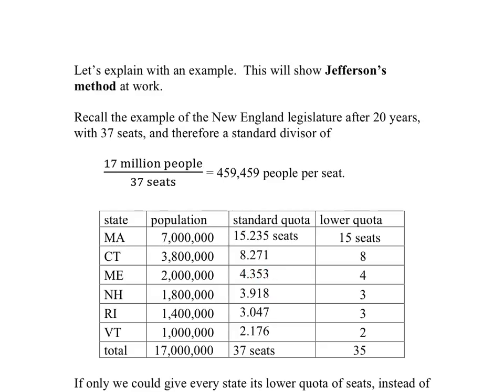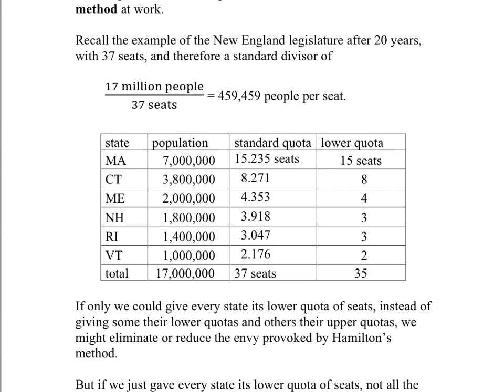So at the end of the day, New Hampshire and Maine are happy with this arrangement, but arguably the other states have a certain resentment that they're stuck with their lower quotas while their two neighbors get their upper quotas. Now, if only we could somehow give every state its lower quota, instead of giving some their lower quota and others their upper quota, we might eliminate or reduce this envy provoked by Hamilton's method.